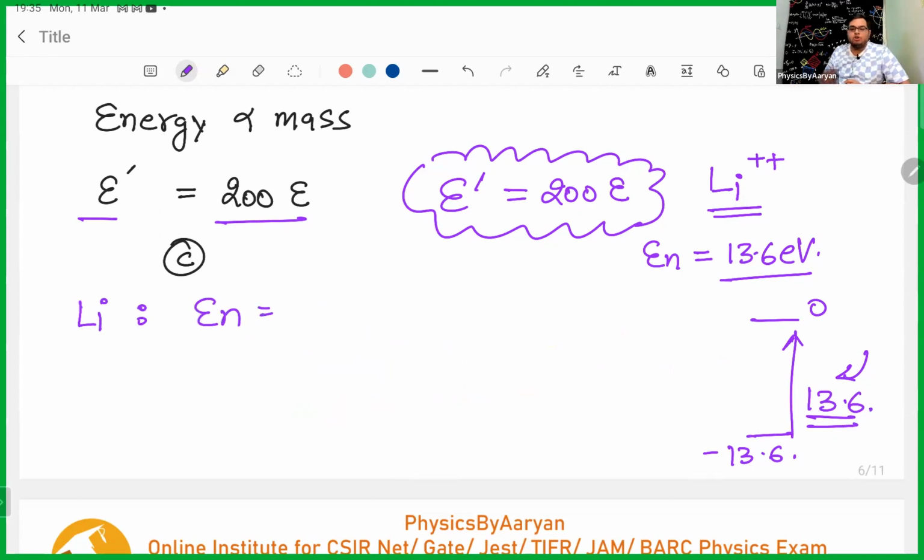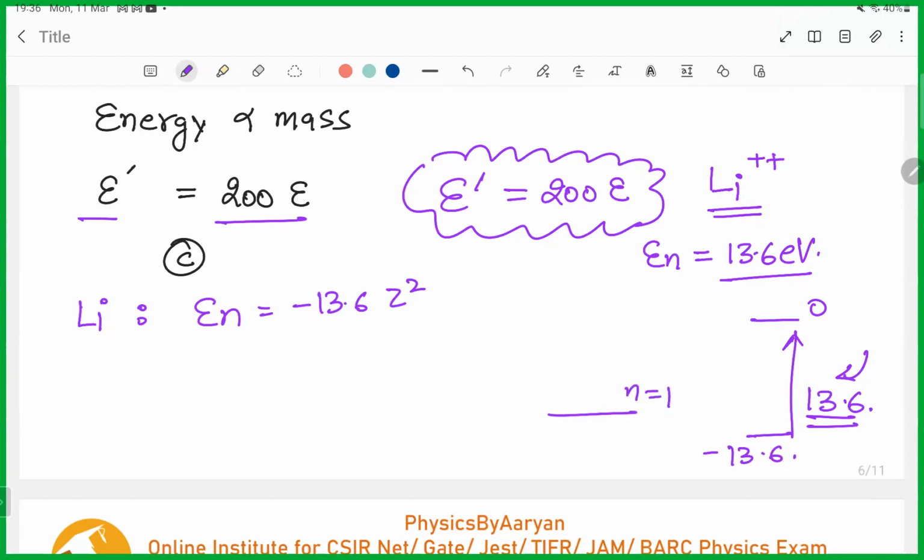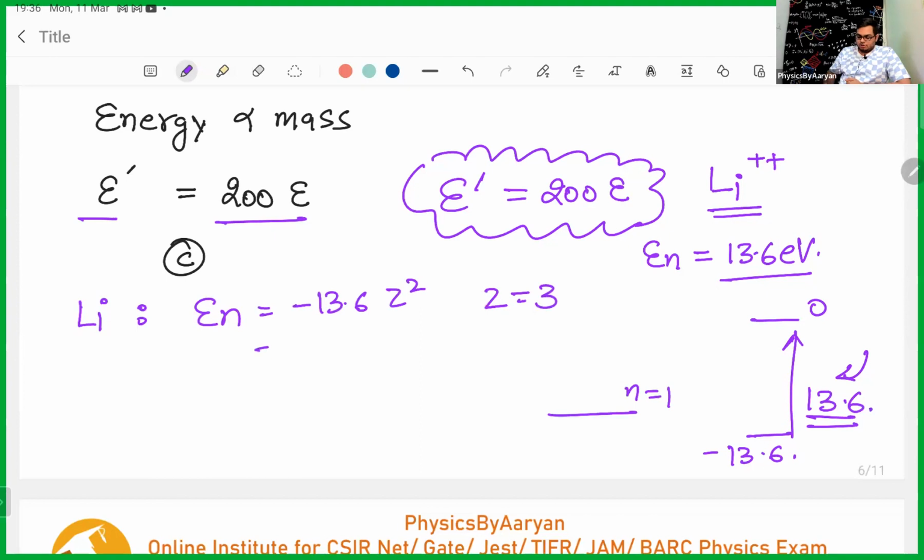Now you tell me, what will be the ionization energy for normal lithium? Is it 9 times this value, sir? Is he correct, 9 times of this? Z square. 9 times, because the formula we studied is minus 13.6 into Z square by n square. Let's assume that we are in the ground state, so n is 1. For lithium, Z is 3. So now your energy will be 9 times 13.6.